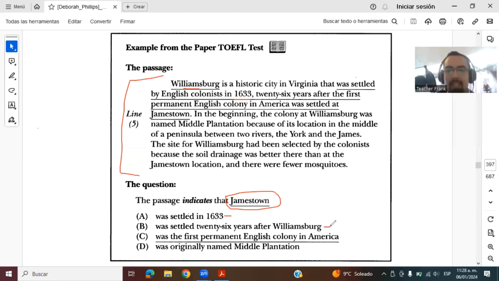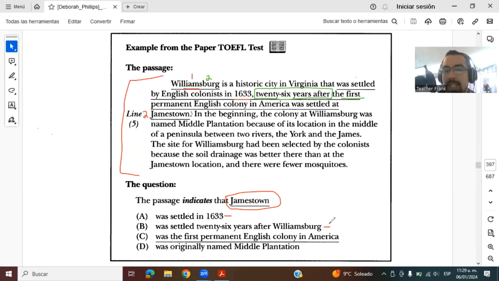And see, this is where it gets confusing because you say, okay, which one was first, Williamsburg or Jamestown? But Williamsburg is presented first and Jamestown is presented second. But we know that Jamestown was the first permanent English colony. So this one was actually first, and Williamsburg was established 26 years after. But you see how they give the information in this way so you get confused, right?